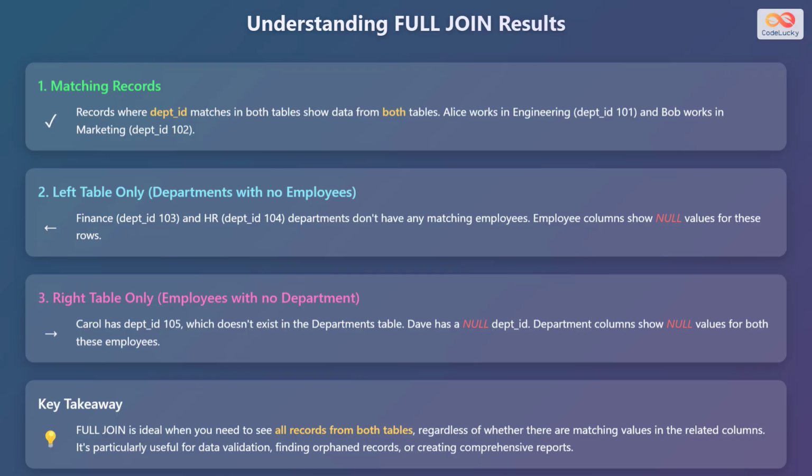Key takeaway: full join is ideal when you need to see all records from both tables, regardless of whether there are matching values in the related columns. It's particularly useful for data validation, finding orphaned records, or creating comprehensive reports.